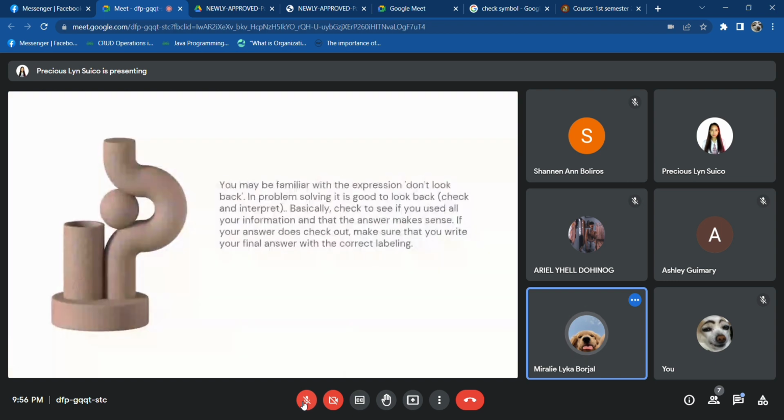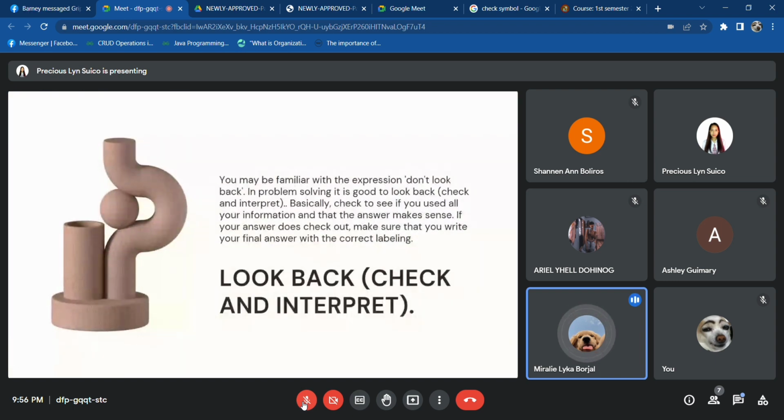The last step is to look back. This is where you check all your work and interpret the outcome. Basically, check to see if you used all your information and that the answer makes sense. This is a crucial step, since this is where you will know if you have done your work correctly. If your answer does check out, make sure that you write your final answer with the correct labeling.